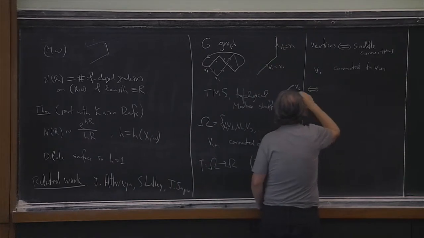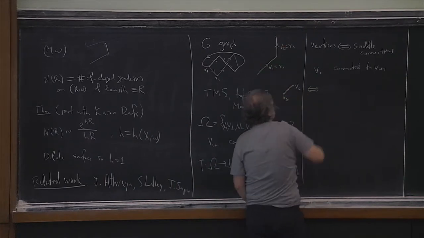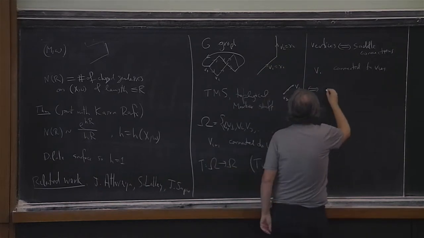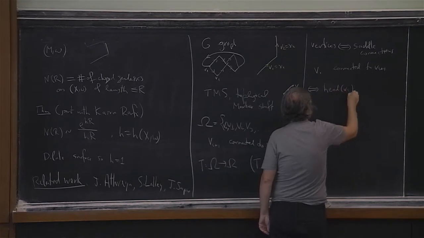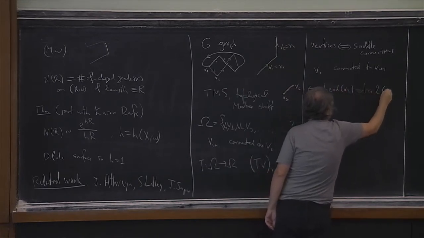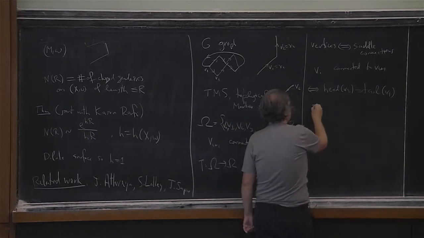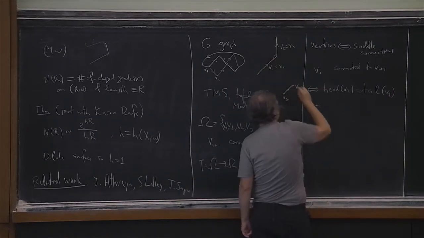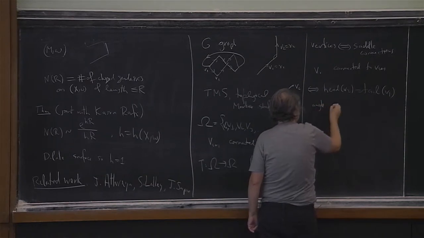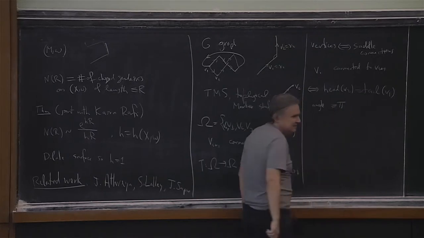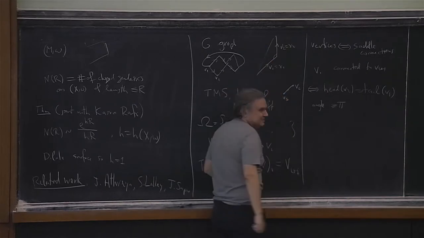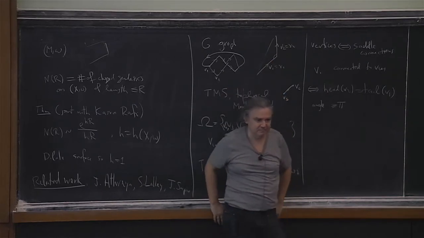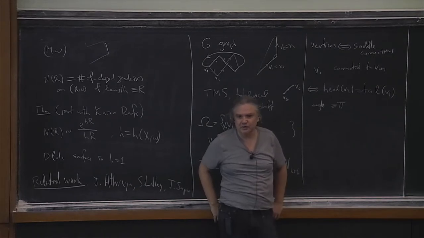Well, first I need two conditions. To be able to make this a part of a closed periodic trajectory, I need the head of v2 to be the tail of v1. And also this angle had better be bigger than, or at least equal to, pi. If it's less than pi, you would never take this path. You will just take a shortcut as a length-minimizing path in the homotopy class, right? So is this clear? What is the graph I'm talking about?